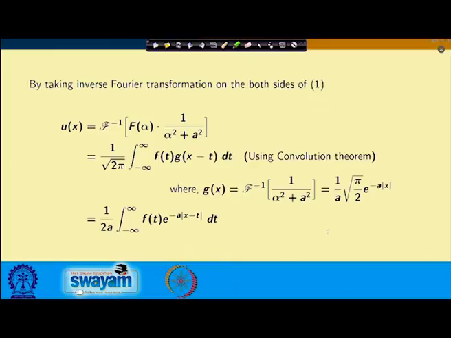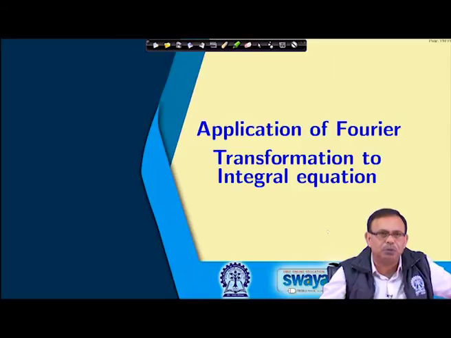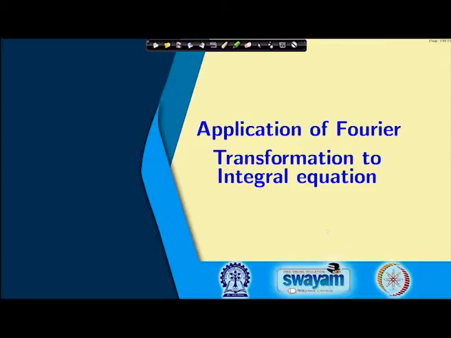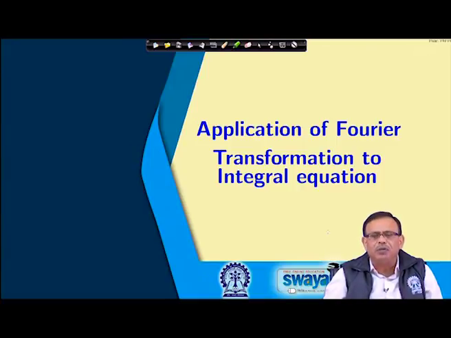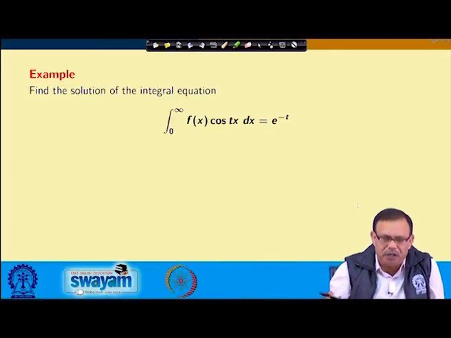That is, application of Fourier transform to integral equations. Whenever an integral equation is given to us, we want to find out the solution of that integral equation using the Fourier transform. Let us take the example directly.